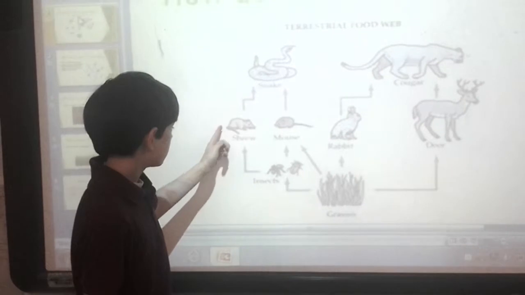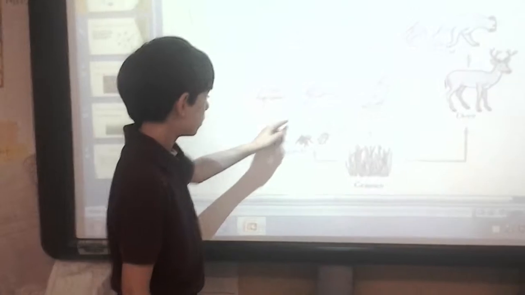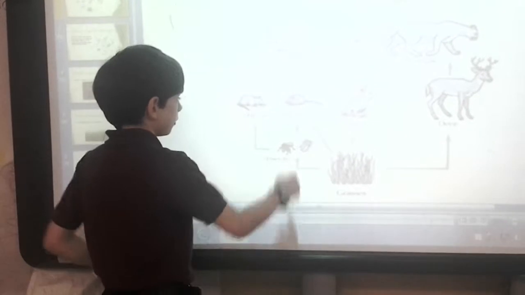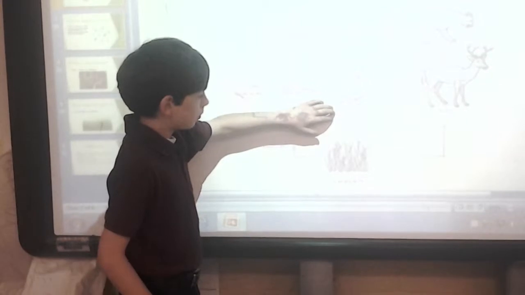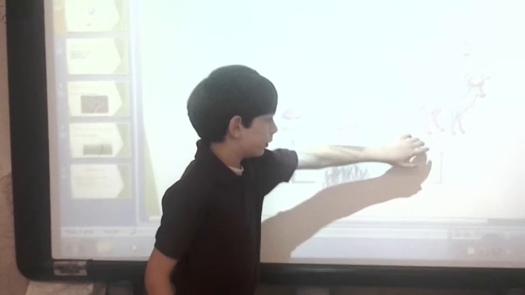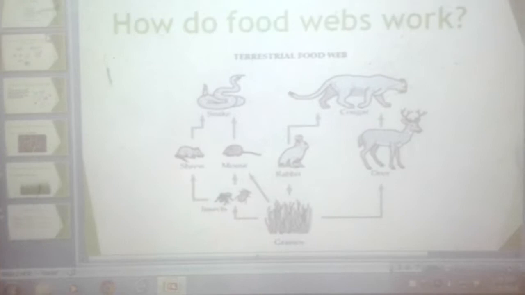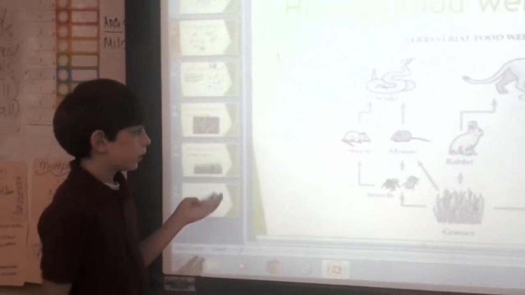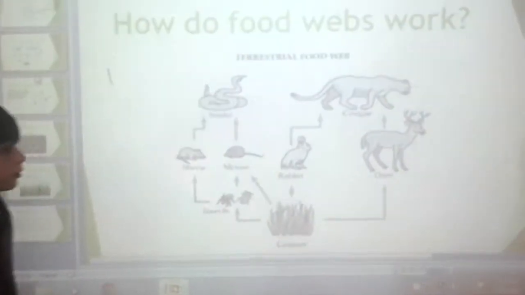The snake will eat the shrew and the mouse. The shrew and the mouse will eat the insects, and the mouse will eat grass and the insects. The rabbit will eat the grass. Deer will eat the rabbit, and deer eats the grass. Okay. What makes it so grass is producer and all the others are consumers. Awesome.